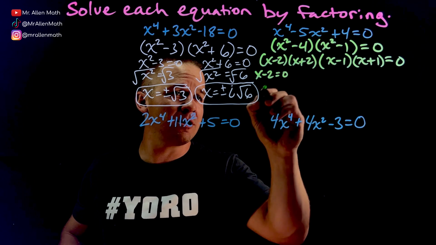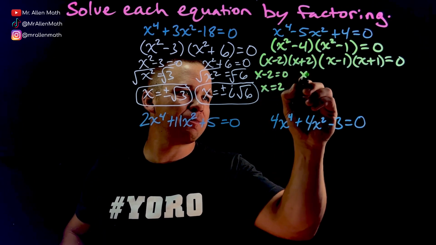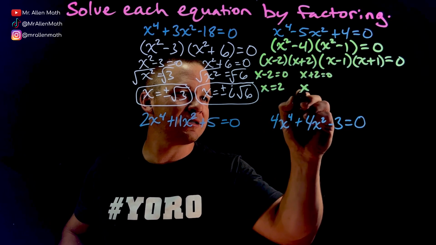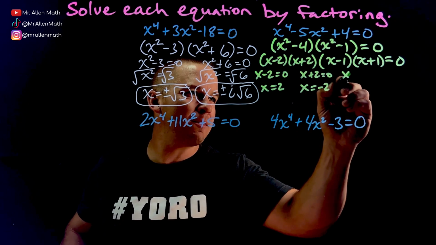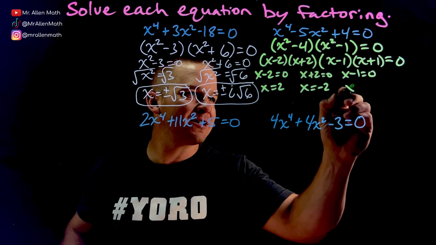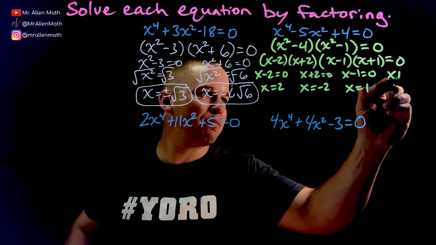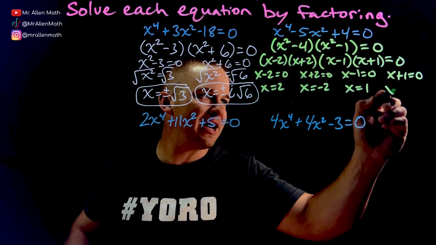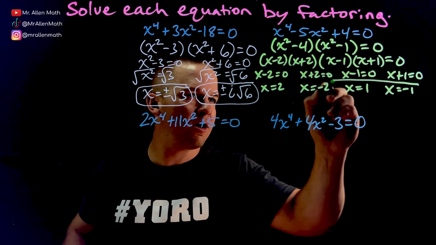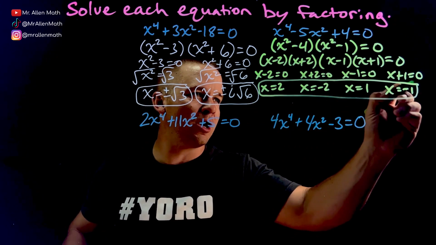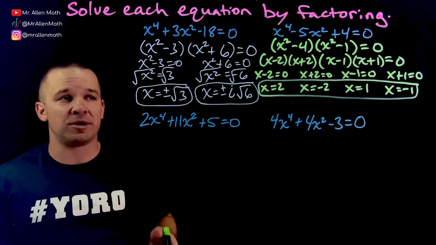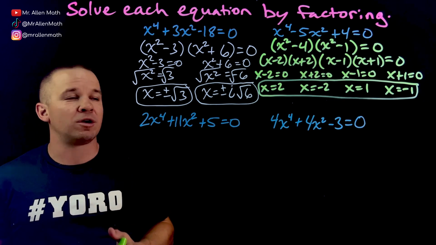x minus 2 equals 0, so x equals 2. x plus 2 equals 0, so x equals negative 2. x minus 1 equals 0, so x is going to equal positive 1. And x plus 1 equals 0, so I get x equals negative 1. 4 solutions. You could also write it as x equals plus or minus 2, x equals plus or minus 1 if you want to save a little bit of time.